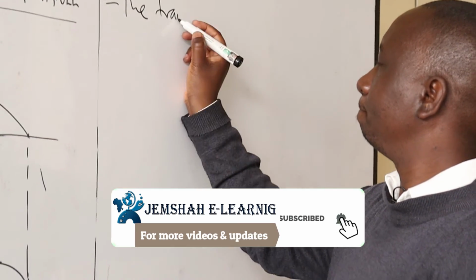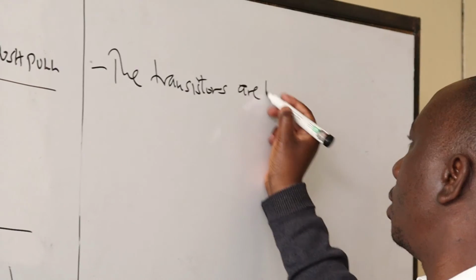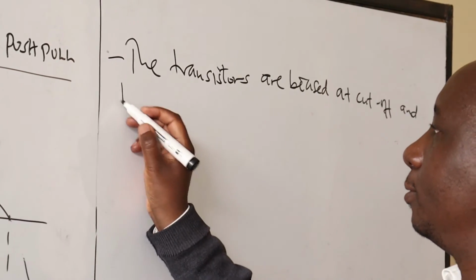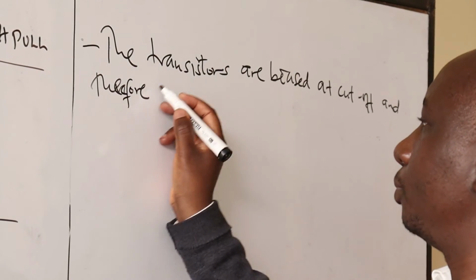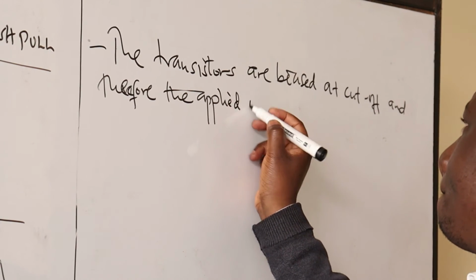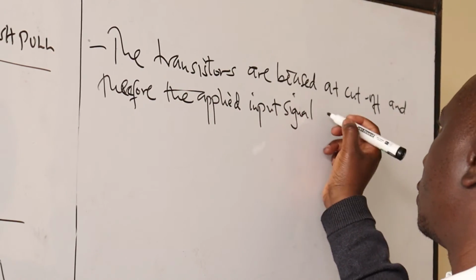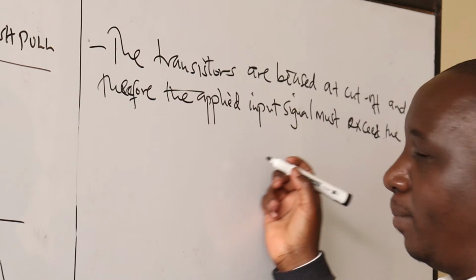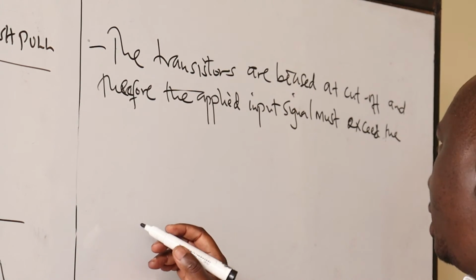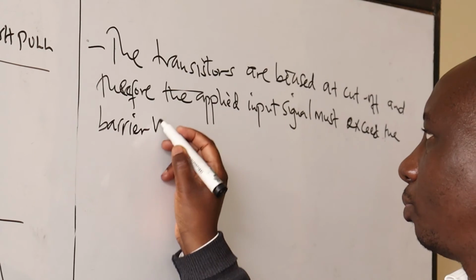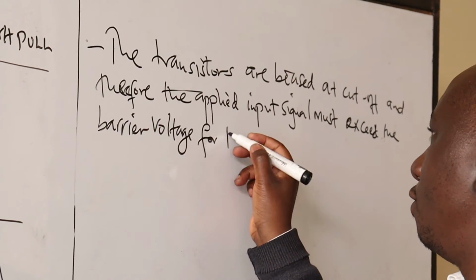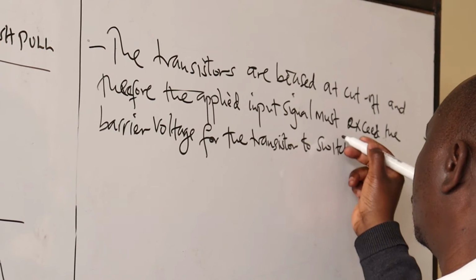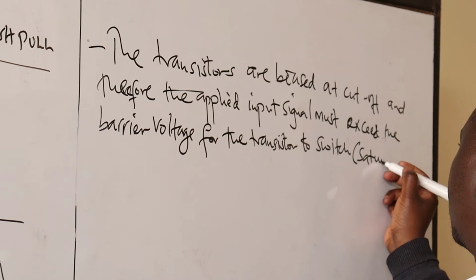The transistors are biased at cutoff, and therefore the applied input signal must exceed the barrier voltage for the transistor to switch, or sometimes to saturate.